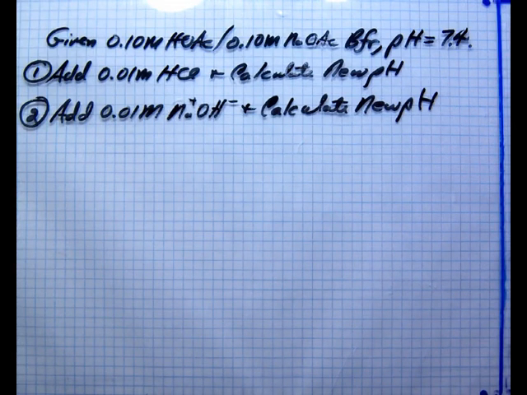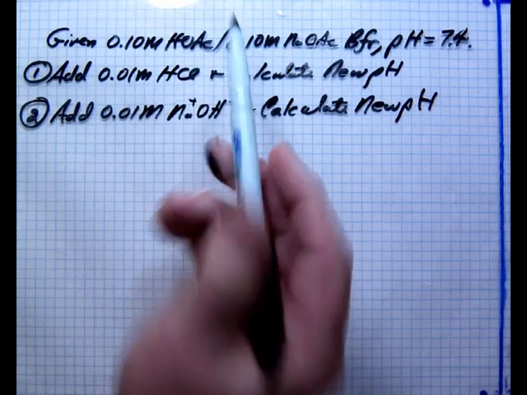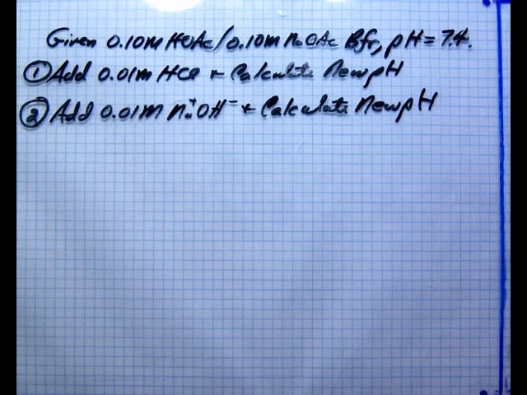Okay, from a quantitative point of view, let's say we take our 50-50 buffer. I call it a 50-50 buffer because it's equal concentrations of acetic acid and acetate ion.